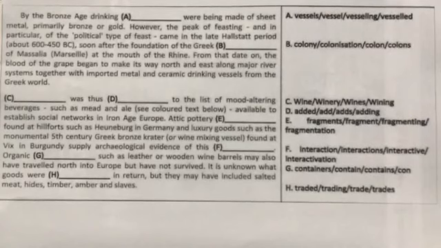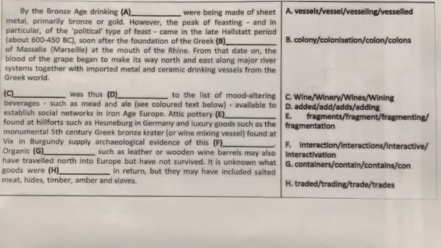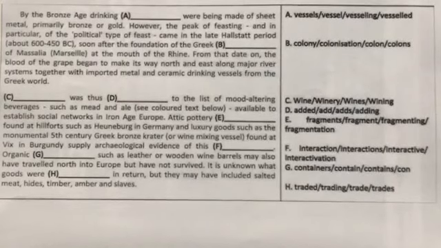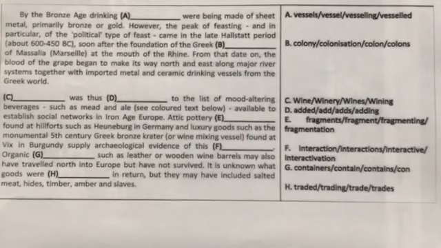So the question is about something related to drinking, and it's about the Bronze Age. Let's go line by line, sentence by sentence. The first one is something like, "By the Bronze Age, drinking dash were made of sheet metal." The options we have are vessels, vessel, vesseling, and vesseled. So all of them are different forms.